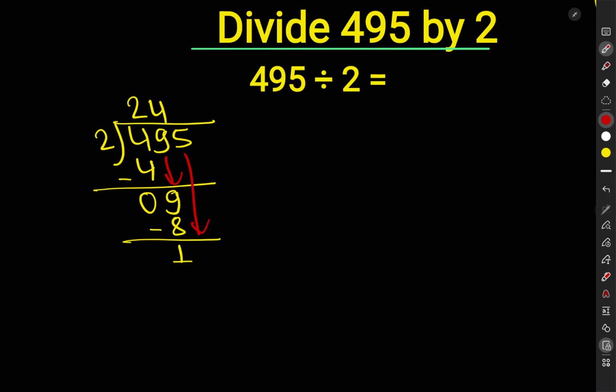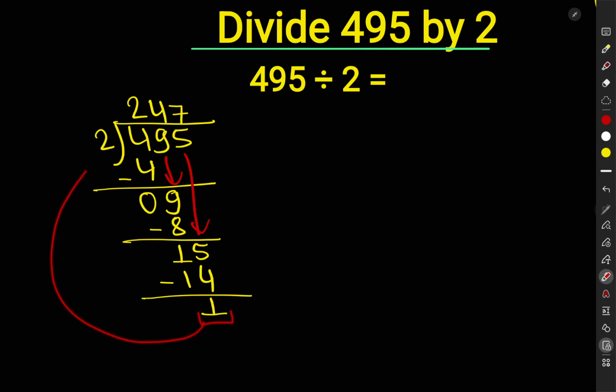We put down this 5 and it is 15. 2 times 7 is 14. On subtracting, it is 1. So now this 1 is less than 2 and there are no other numbers to put down. So we take a decimal so that we put 0.